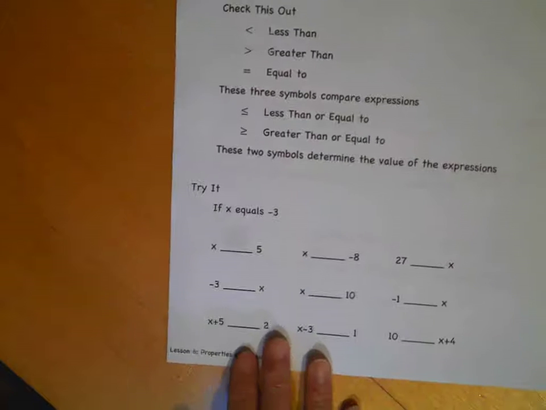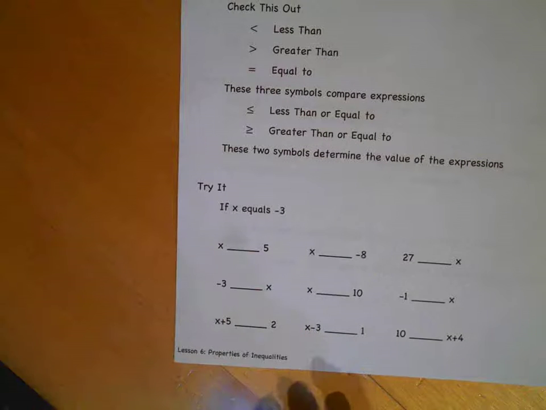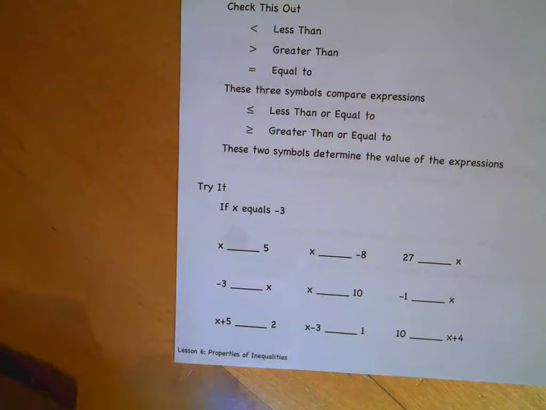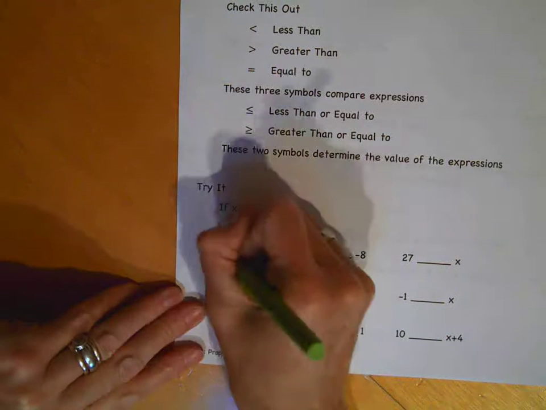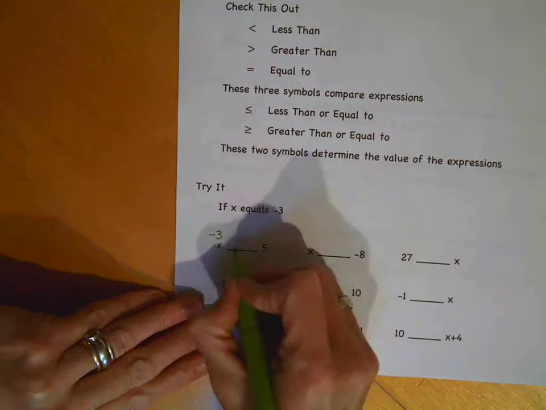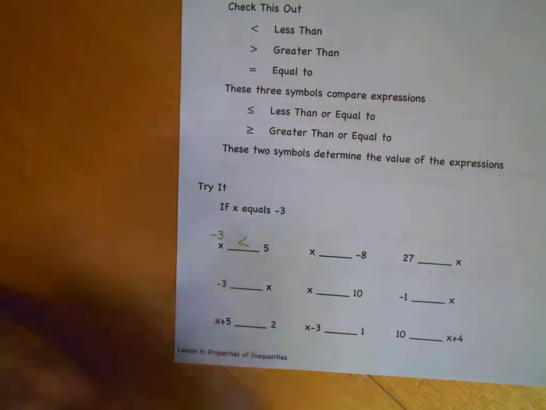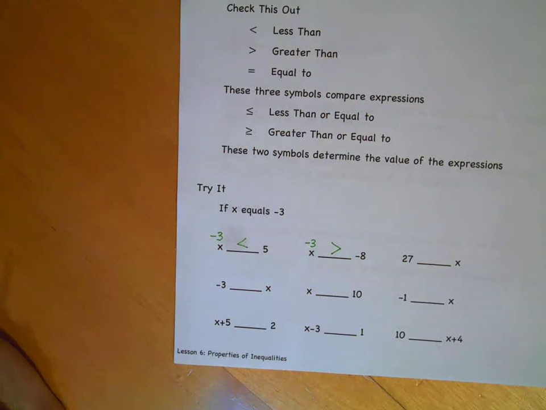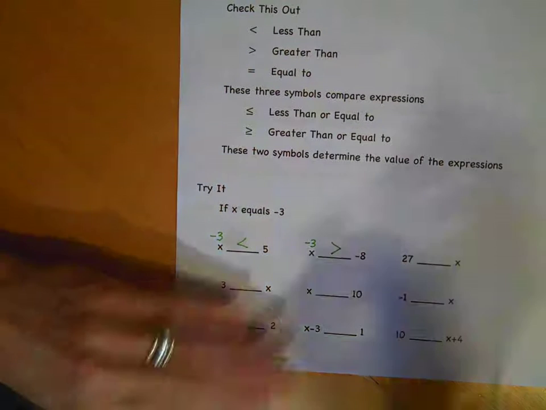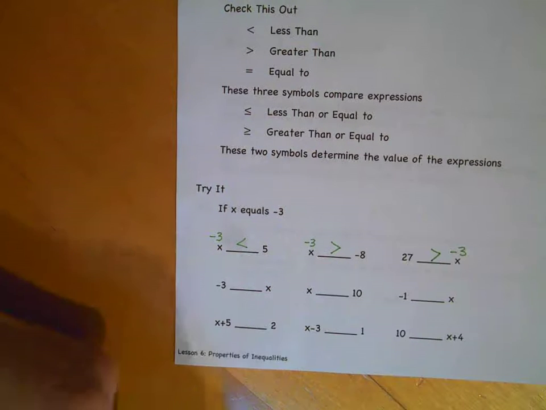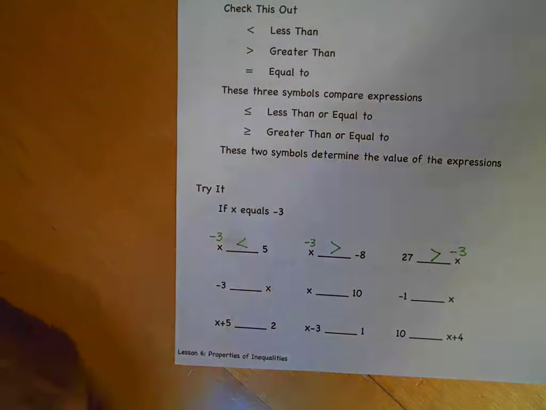All right, so let's try it. In the try it, it says if x equals -3. So they're giving you the value of x, and your job is to substitute that in. So on this problem, if x equaled -3, what sign would you choose? -3 is less than 5. -3 is greater than -8. Hopefully you know this and it isn't new for you. 27 is greater than -3. Do you see what I'm doing? Not too difficult, yes?